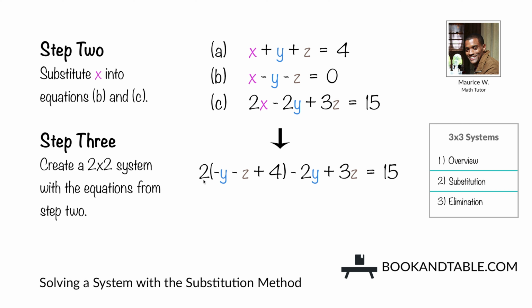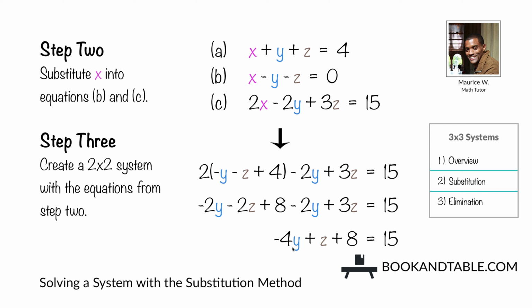So we want to distribute the 2 to each of these three terms inside of the parentheses, giving us 2 times negative y, which is negative 2y. 2 times negative z is negative 2z. And 2 times positive 4 is positive 8. Minus 2y plus 3z is equal to 15. And now we combine our like terms. Negative 2y minus 2y is negative 4y. Negative 2z plus 3z is positive 1z, or positive z. Plus 8 is equal to 15.